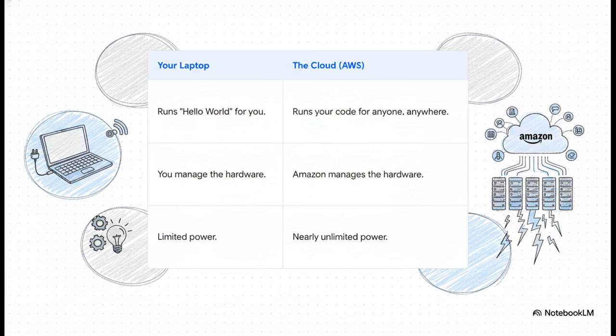Let's just put this side by side to make it crystal clear. On your laptop, your code runs for you, and you're responsible for literally everything. The power cord, the internet connection, the hardware itself. But on the cloud, and specifically on AWS, your code can run for anyone you want, anywhere in the world. And Amazon, they handle all the complicated hardware stuff. So you get access to what feels like a nearly unlimited amount of power. It's really the ultimate upgrade.